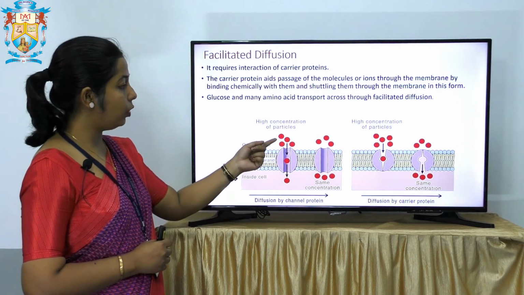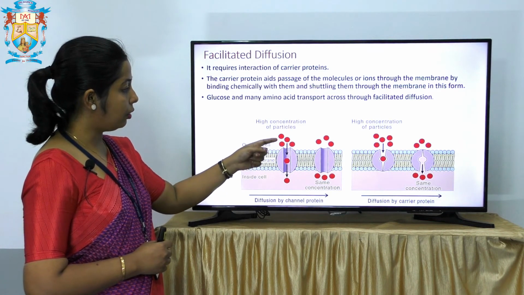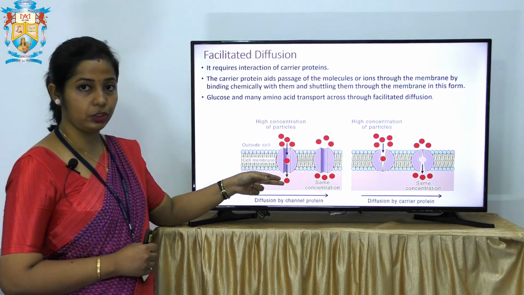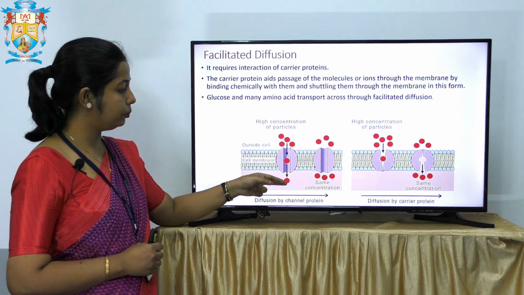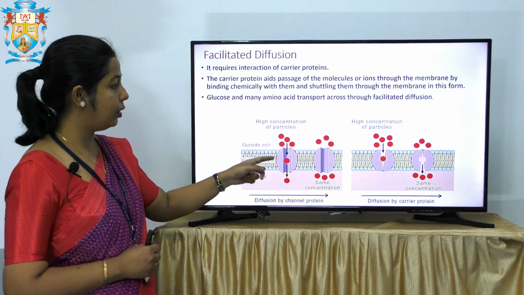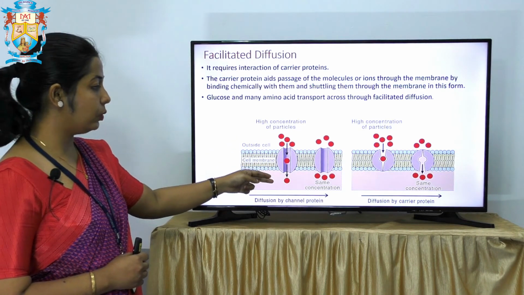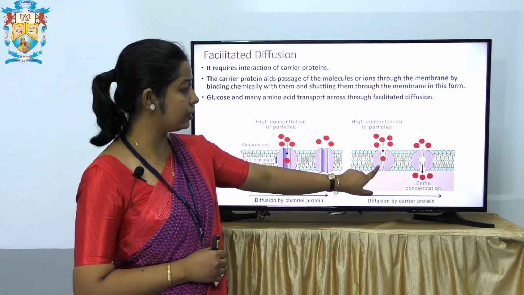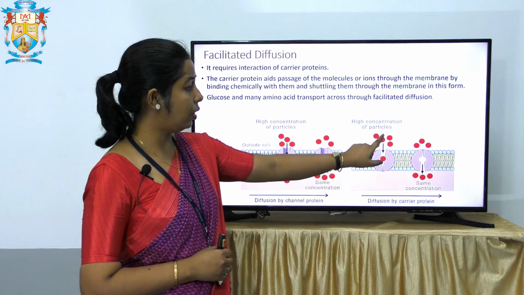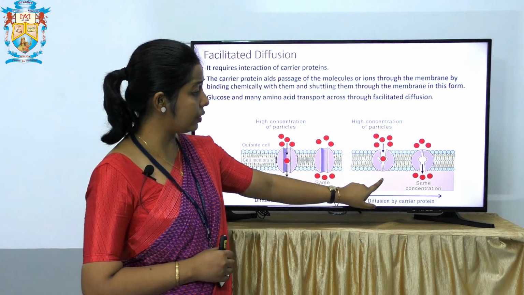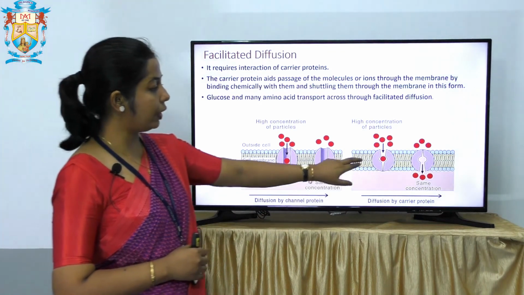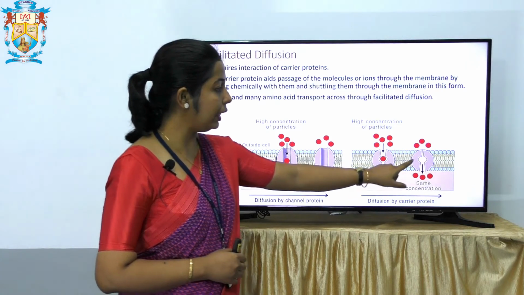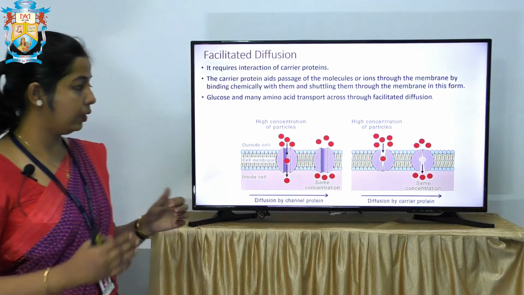Here the molecules or ions are transported from a high concentration to a low concentration through a channel protein. So this is the channel protein by which the ions or molecules are transported, and these are the carrier proteins through which the ions or molecules are transported. In the case of a carrier protein, the ion must first bind to the protein, and only then can it transport it to the other side of the membrane.